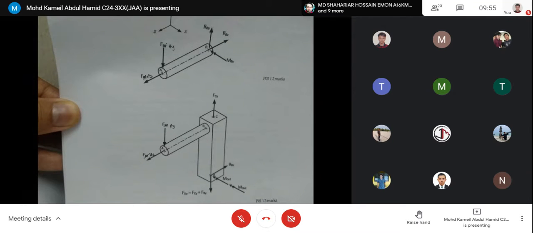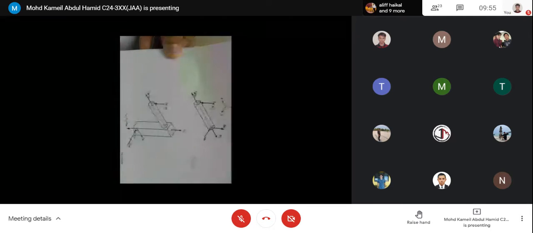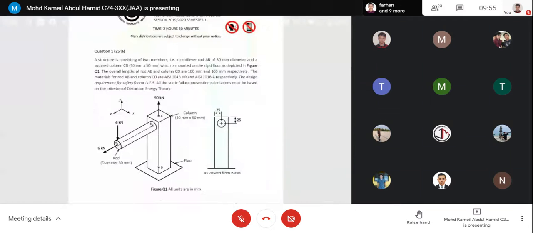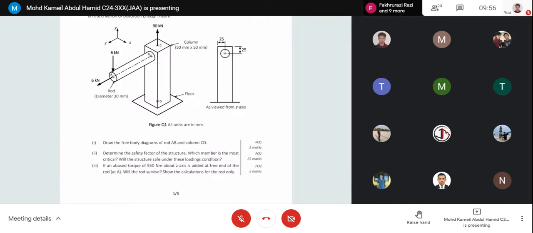Okay, kemudian please try soalan nombor 1 tu lah. Itu yang answer untuk nombor 1. Okay, number 2 is what? Determine the safety factor of the structure. Which member is the most critical? Will the structure be safe under this loading condition?